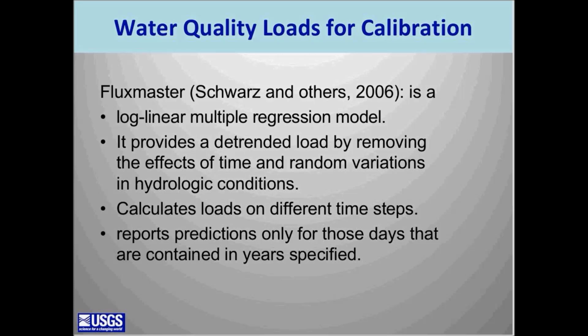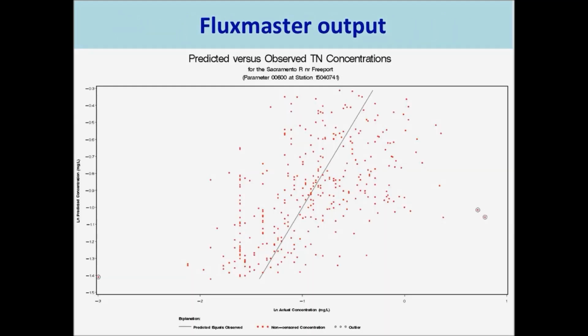Once you collect all your water quality data and your flow data, we ran it through SAS, through Fluxmaster. Fluxmaster gives you a lot of outputs. One of them shows you the relationship for the residuals between predicted and observed concentrations. This is for total nitrogen for one of our best sites. I was trying to sell this product to you, so I'm showing you our best site here, Sacramento River at Freeport. It shows a wonderful relationship. It also gives you an idea about some outliers.